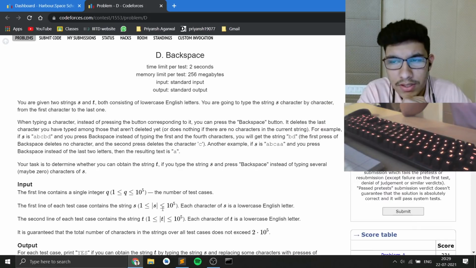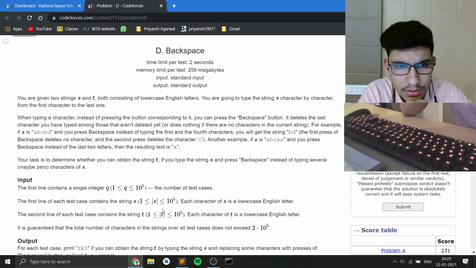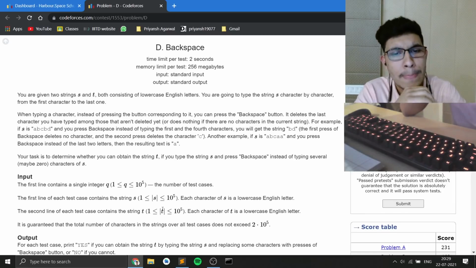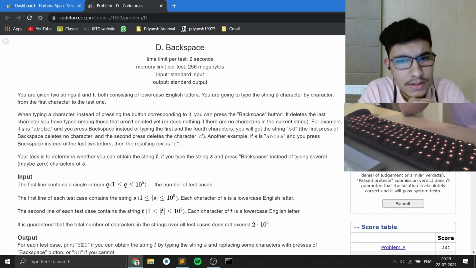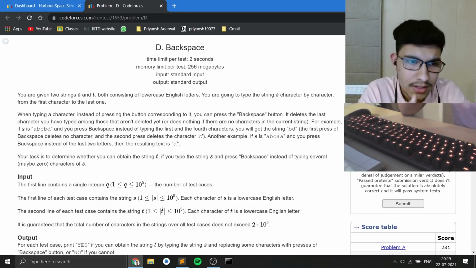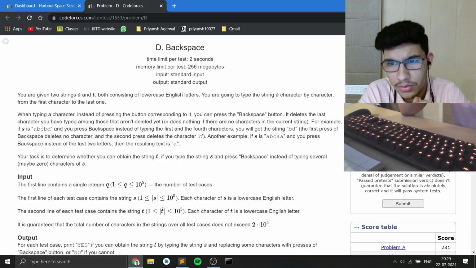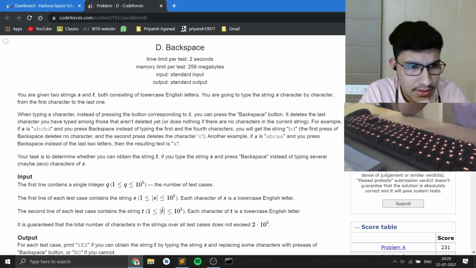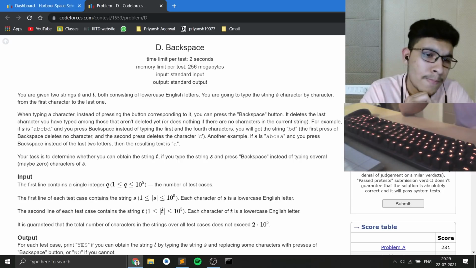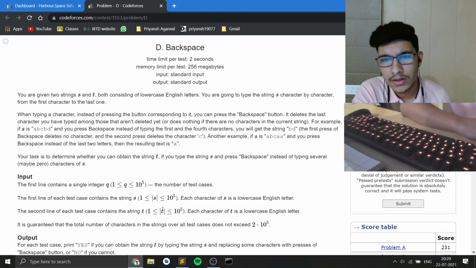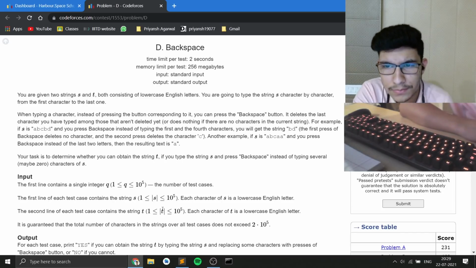You're going to type the string S by character from the first to the last one. When typing a character, instead of pressing the button corresponding to it, you can press the backspace button. It deletes the last character you have typed among those that aren't deleted yet, or does nothing if there are no characters in the current string. For example, if S is this and you press backspace instead of typing the first and the fourth character, you will get B and D.